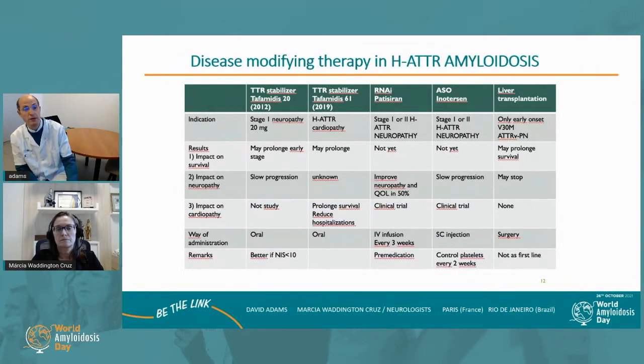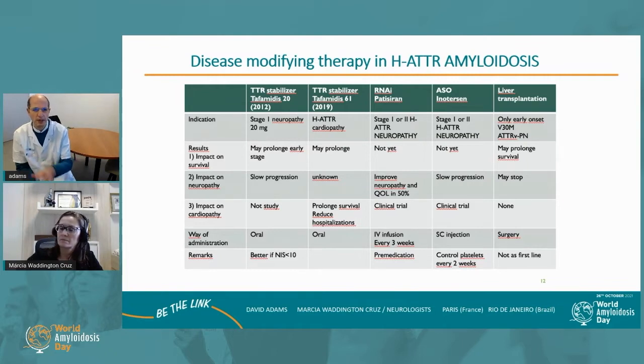These are the different therapies we can have in the world. TTR stabilizer Tafamidis 20 milligram since 2012. More recently, Tafamidis 61 milligram in 2019. RNA therapy with patisiran, it was in 2018. Inotersen as oligonucleotide antisense in 2018, and liver transplantation since 30 years.